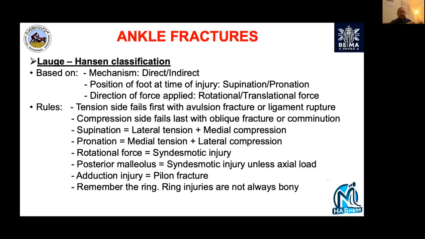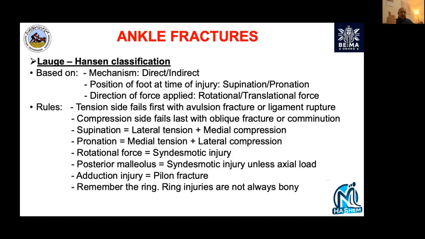You don't need to remember anything. You need to understand. It's not about remembering what's supination adduction, what's pronation abduction, what's supination external rotation, what's pronation external rotation. No. Once you stick to these rules, you can easily classify any fracture according to Lauge-Hansen without remembering any names. You need to understand that the tension side fails first, and this failure will be either a ligamentous injury or an avulsion fracture. You need to understand that the compression side fails last, and it will be either an oblique fracture because it's a compression force, or a comminution at the fracture site.